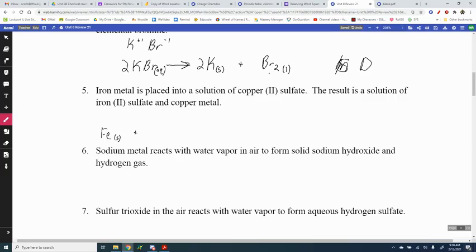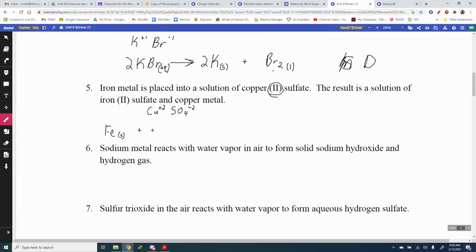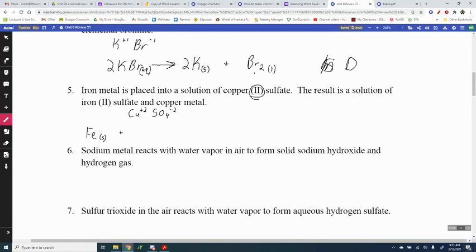Plus copper 2 sulfate. So copper is Cu, that has a charge of +2 because of the Roman numeral. Okay, and then sulfate is SO4 -2, that is a polyatomic ion, and therefore on the charge chart. So those charges are going to balance each other out. So it's just going to be CuSO4. And that is going to be in solution, which means aqueous.